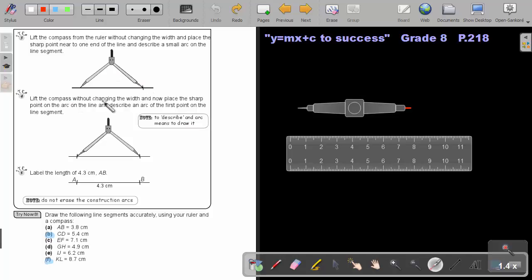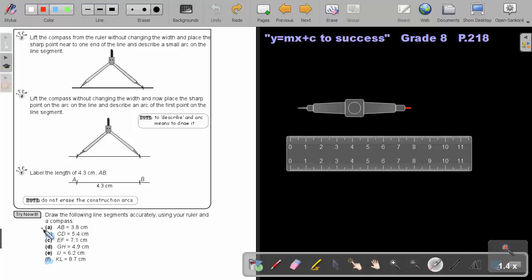Lift the compass without changing the width and now place the sharp point of the arc on the line and describe an arc of the first point on the line. So basically you just swap this so that the needle is on this side and the pencil is on this side, and then make a line. So label the length. Between these two lines will now be 4.3 centimeters. So label the one A and the other one B. And note, do not erase the construction arcs.